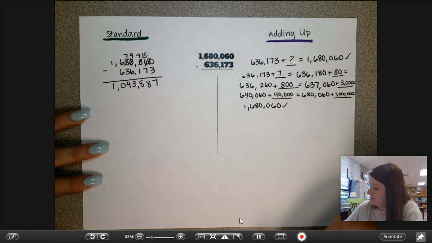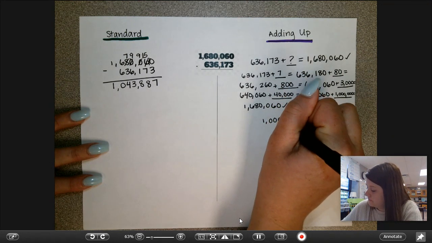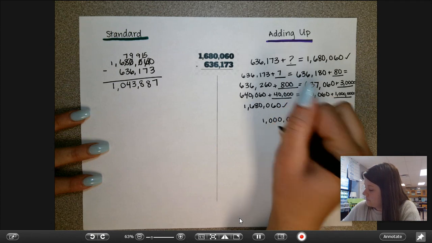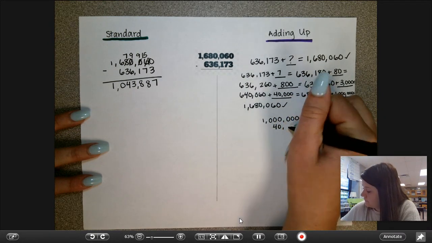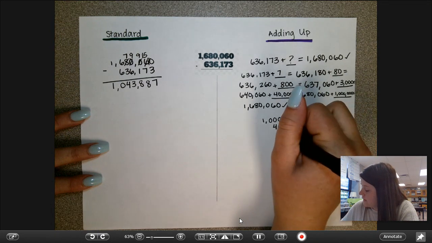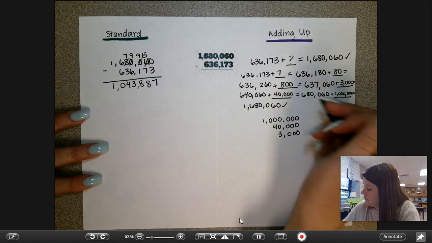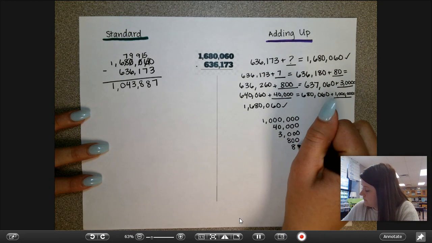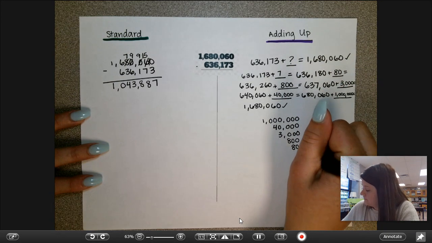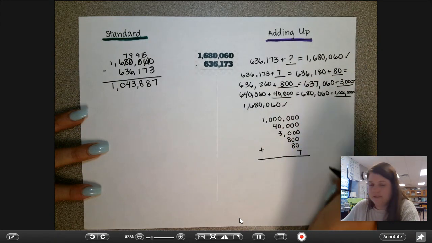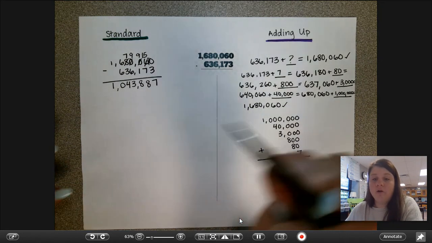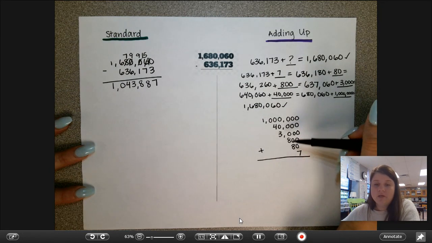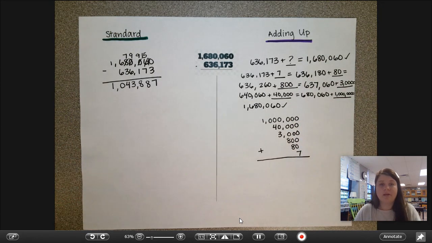So I'm going to start with my bigger number again, and I'm going to do 1 million plus 40,000 plus 3,000 plus 800 plus 80 plus 7. And again, just like with addition, when I did place value with addition, I have to make sure that all of my place values are in line with each other. Because if they're not, when I go to add or even when I go to subtract, that's going to mess up my math and my calculations. So I have to make sure everything is in order.